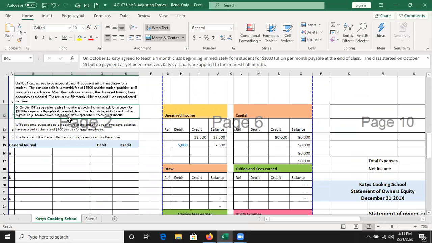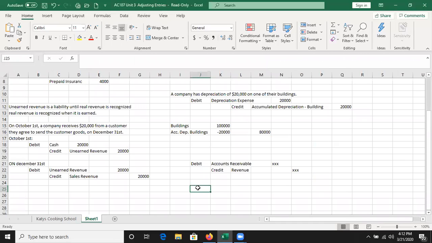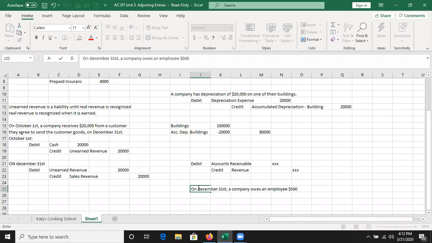G, WTI's 2 employees are paid weekly. As of the end of the year, 2 days of salaries have accrued at the rate of $100 per day for each employee. So let me say this. Companies don't always pay you as soon as you make your money. Normally companies pay you weekly or bi-weekly, maybe even monthly. So if I say, on December 31st, a company owes an employee $500. It won't be paid until a week after the new year.